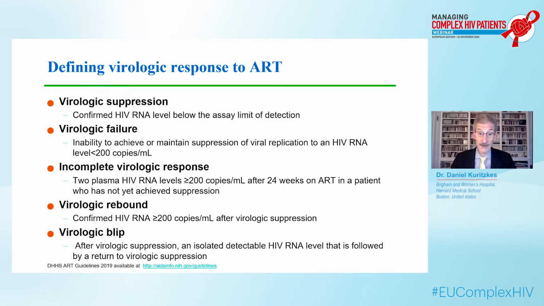One can also have virologic rebound, a patient who initially became fully suppressed and now is having return of viremia. And making this somewhat more complicated is the occurrence of viral blips, where after viral suppression, you can have isolated detectable episodes of viremia, which then resuppress on rechecking the virus load. Those do not constitute virologic failure.